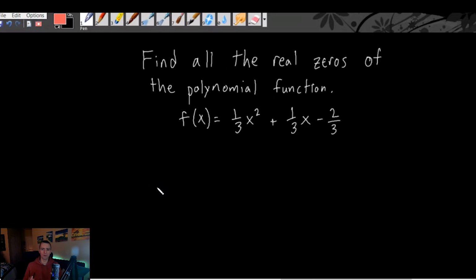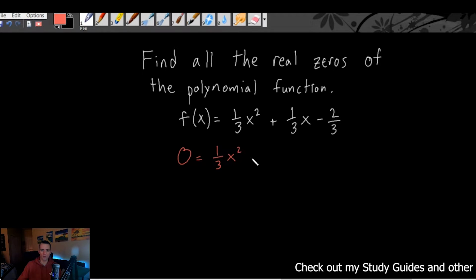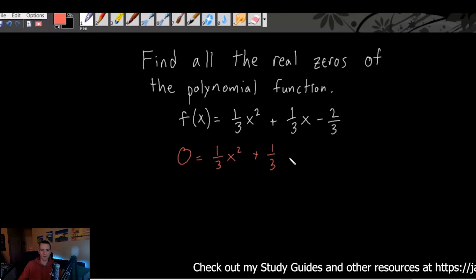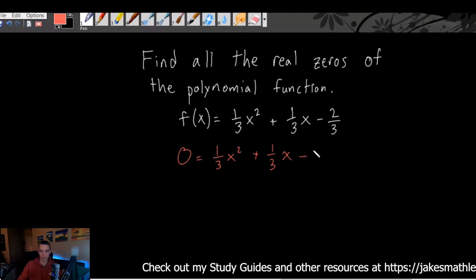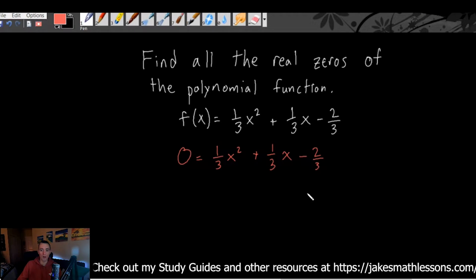Find all the real zeros of the polynomial function f of x equals 1/3 x squared plus 1/3 x minus 2/3. So again, as always, when you're trying to find the zeros of a polynomial function, all that really means is take your function, set it equal to 0. Now, the kind of hard part from there usually is figuring out what x values actually solve this equation.